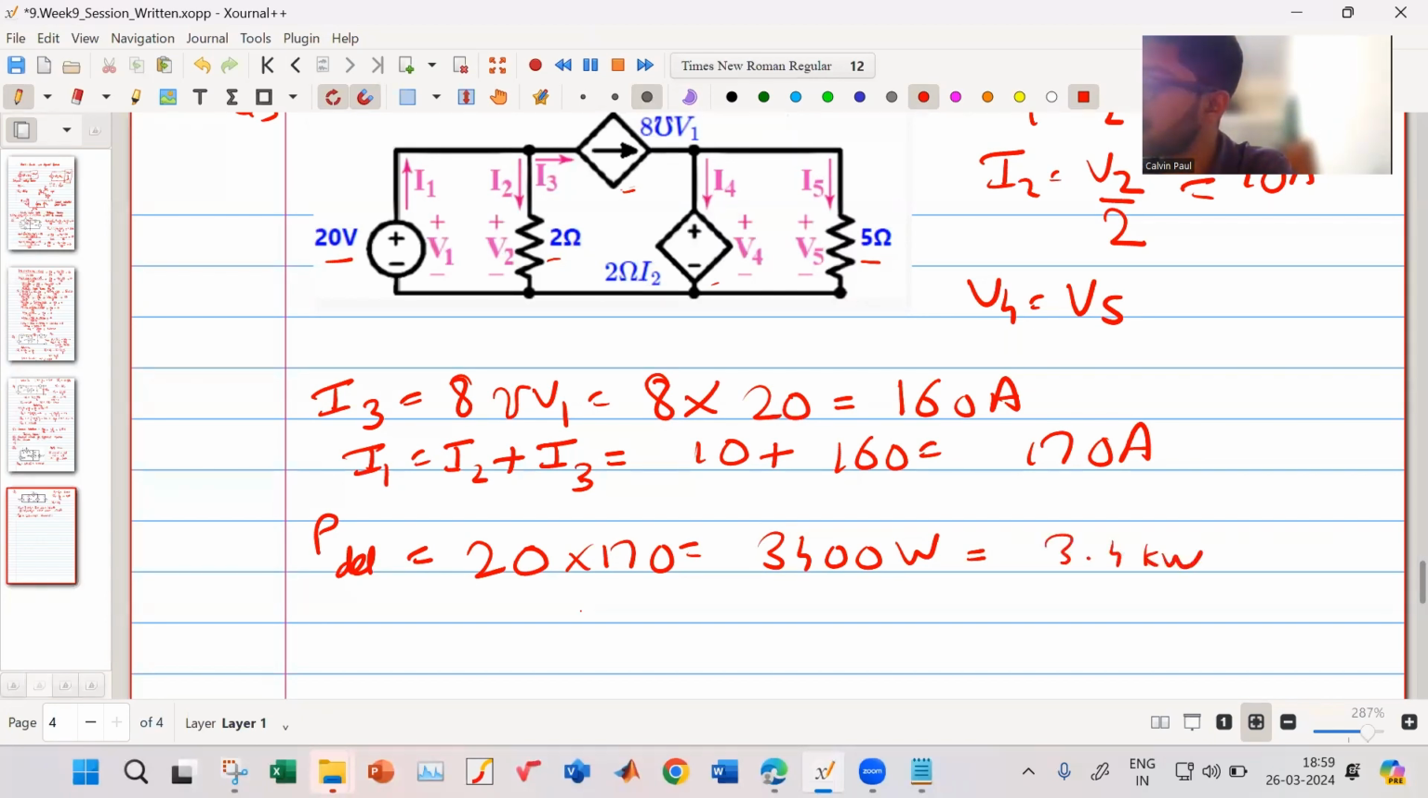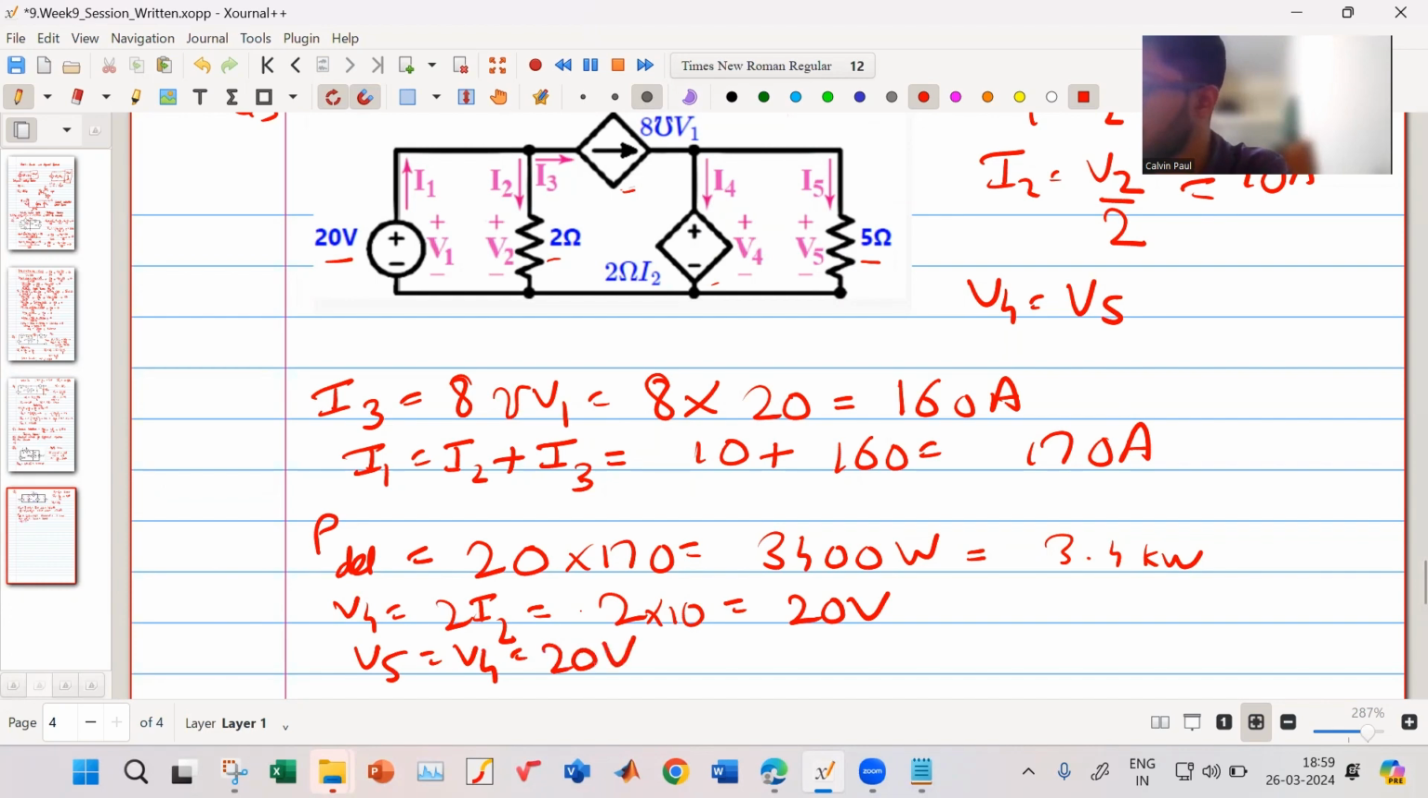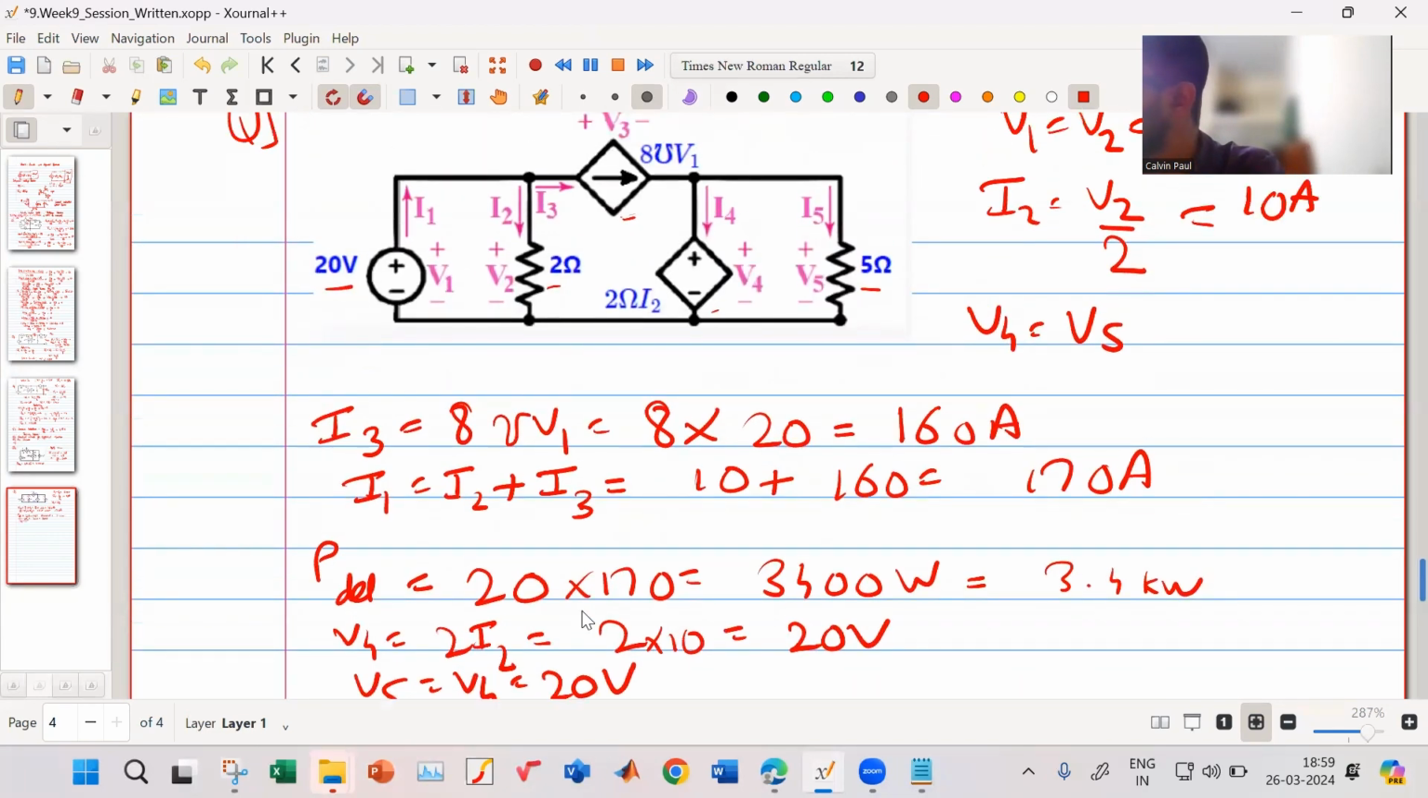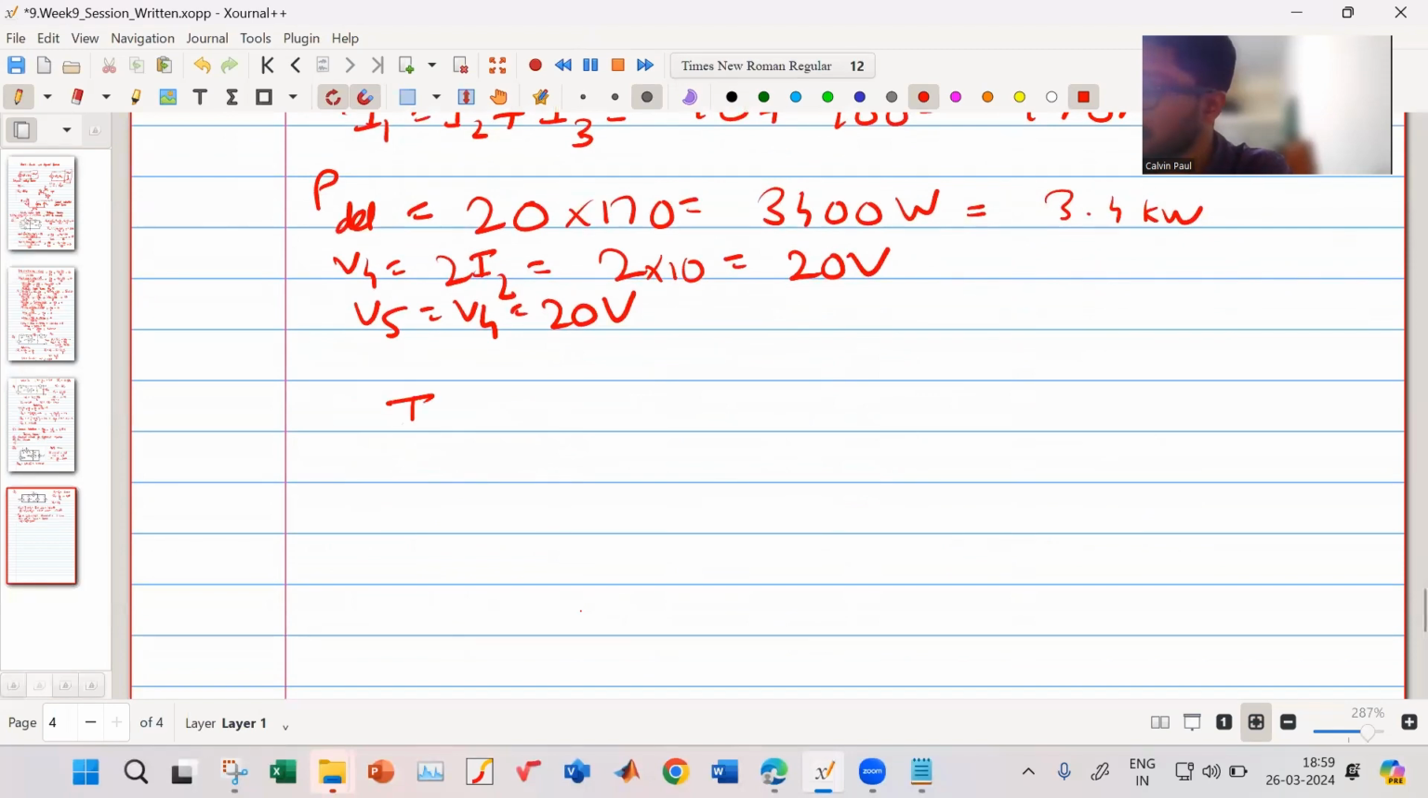Next, V4 is equal to 2 I2. I2 is 10, so that is 20 volts. Therefore V5 is equal to 20 volts, same as V4. Now we can calculate I5, which is V5 divided by 5, 20 divided by 5, 4 amperes.